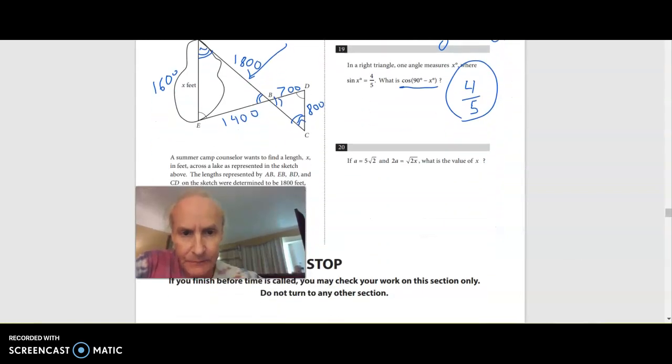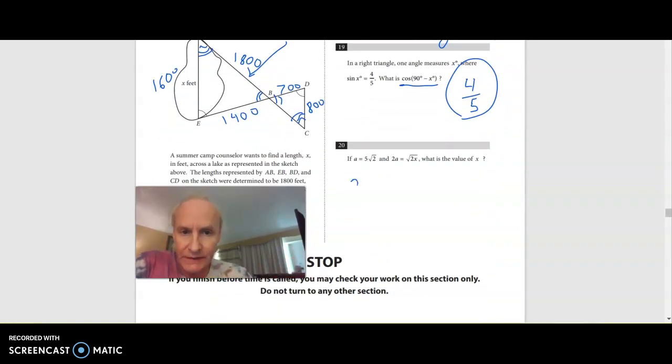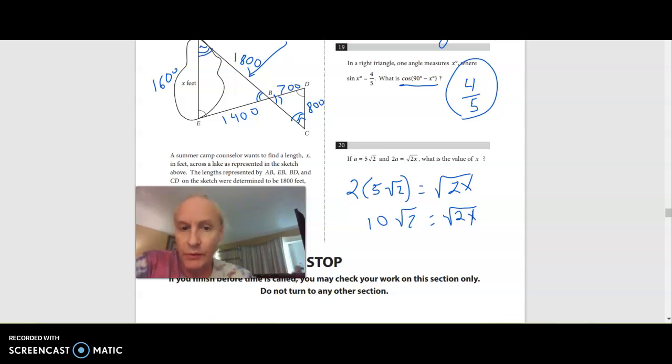All right, this last one, it says A is 5 root 2, so I'm going to substitute 2 times 5 root 2 is equal to the square root of 2x. So I want 10 root 2 to be the same as the square root of 2x. A lot of people are going to square both sides and yada, yada, yada. But for me, this is clearly the case where the 100 came out of the radical and the 10 is the pair. So the square root of 200 is equal to 10 root 2, meaning that x is equal to 100, not the 200. So x is 100.